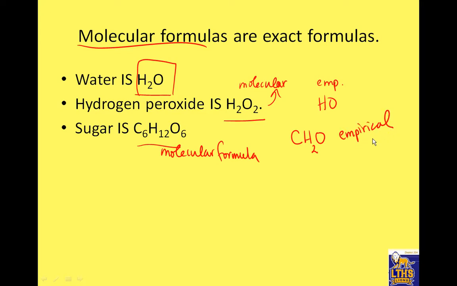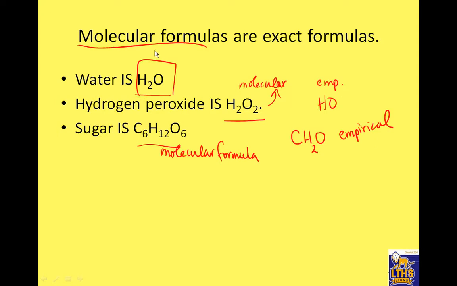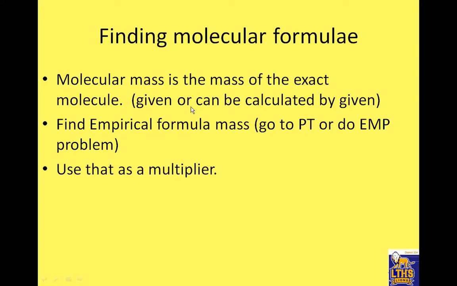Okay, so how can we get molecular formulas? Well, here's how you do it. The molar mass is the mass of the molecule. If we want the molar mass of water, we have to use the molecular formula and add it up with the periodic table. So molecular mass is the mass of the exact molecule. It can be given in the problem, or you can calculate it by the information given.